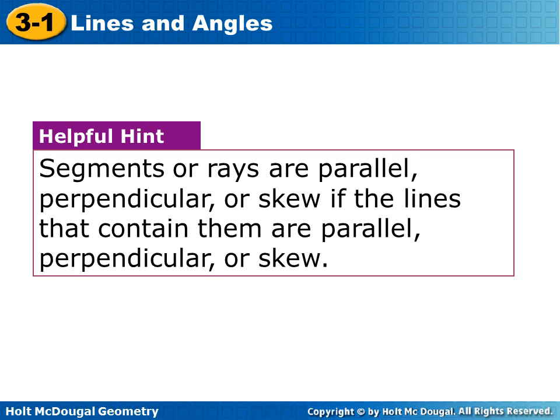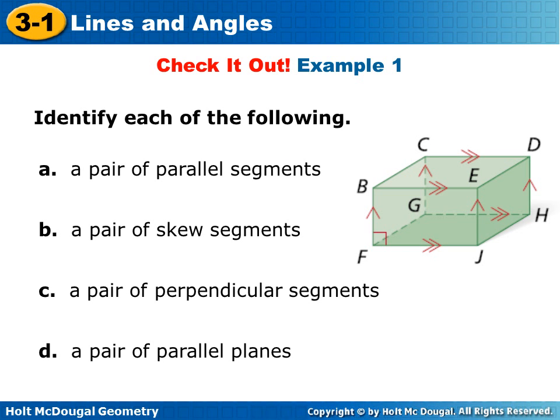Segments or rays are parallel, perpendicular, or skew if the lines that contain them are parallel, perpendicular, or skew. So here we have to find a pair of parallel segments. A good example would be BF or EJ. There are lots of pairs of parallel segments in this diagram, so if you came up with a different one, that's okay.